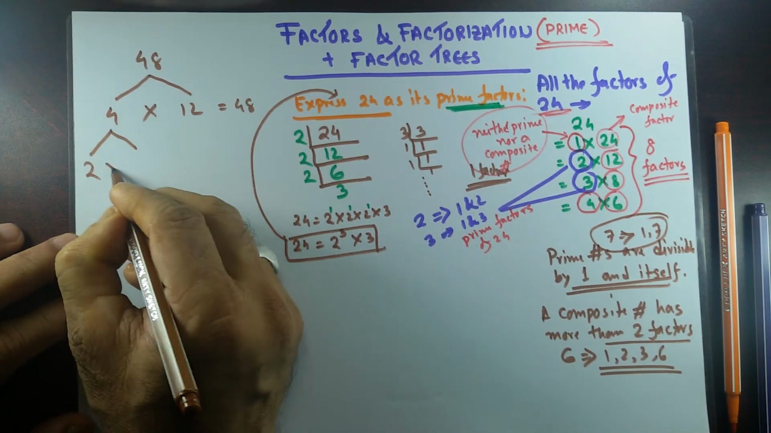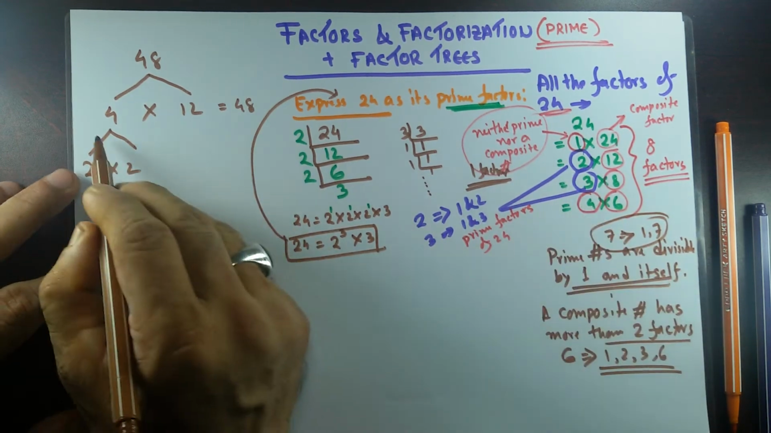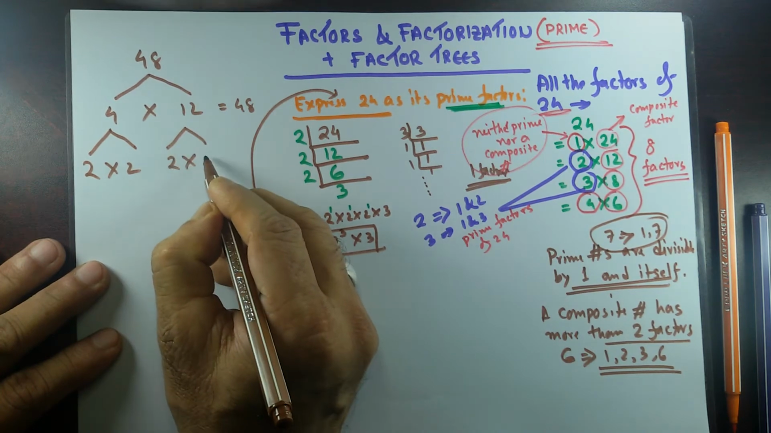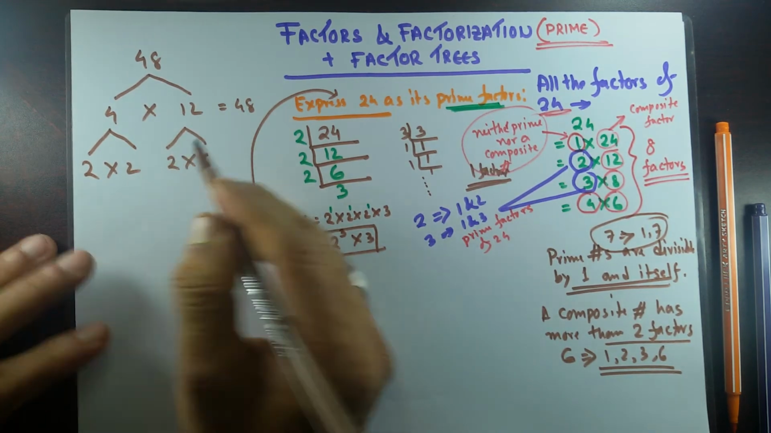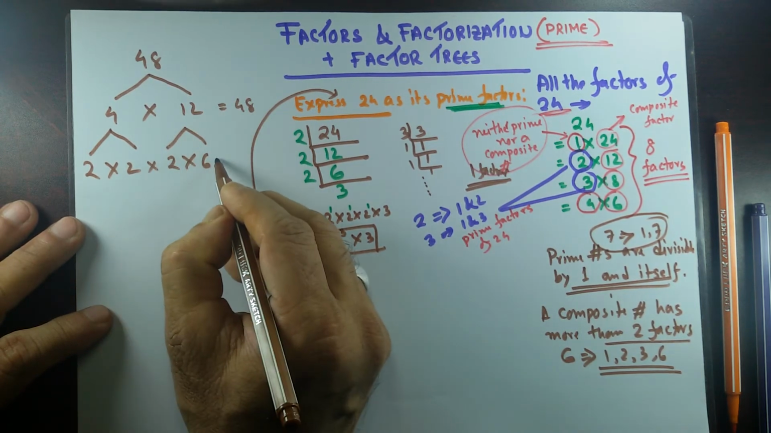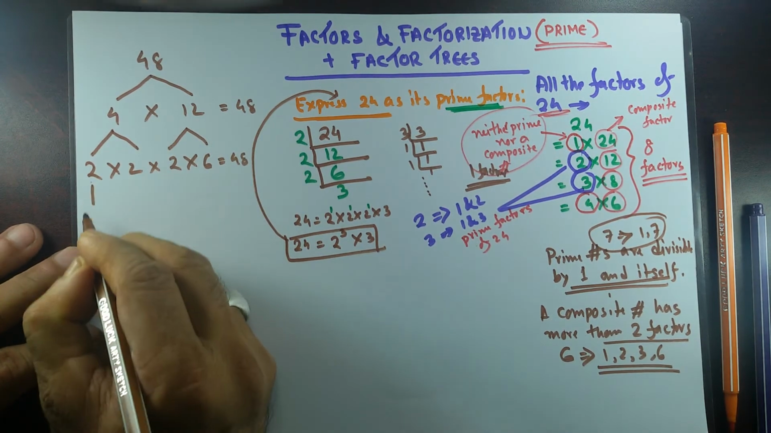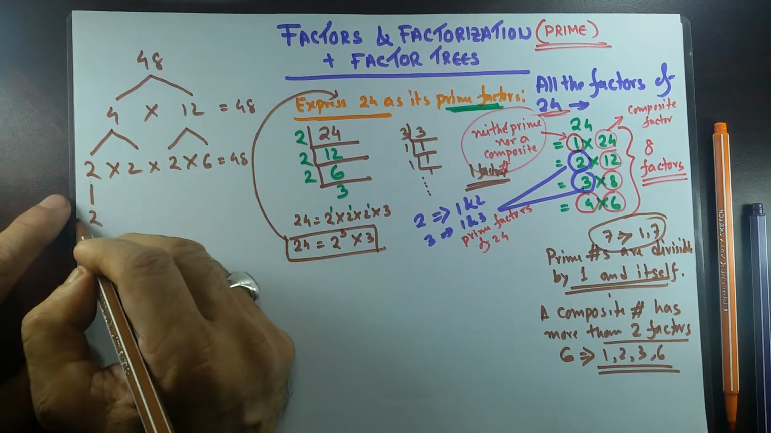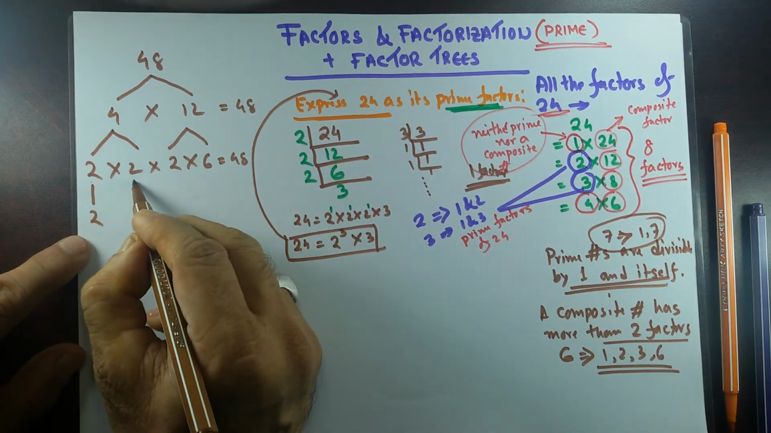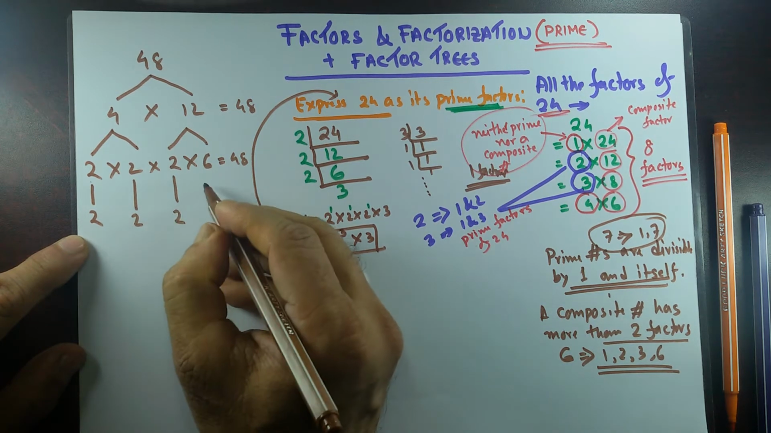Now 2 times 2 is 4. These are prime factors, so we are done with that. Now this one I can write as 2 times 6. Of course you can go 3 times 4, doesn't matter. 2 times 2 is 4, 4 times 2 is 8, 8 times 6 is 48. This is a prime factor, so we're just going to keep it down over here. We are not going to do 1 times 2 because 1 is not a prime number. I hope you can see that 2 is a prime factor, so just bring it down.